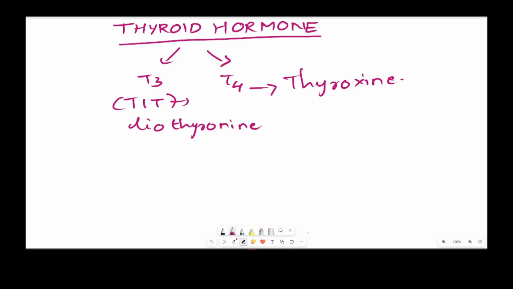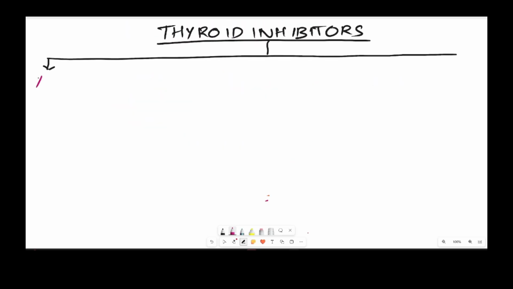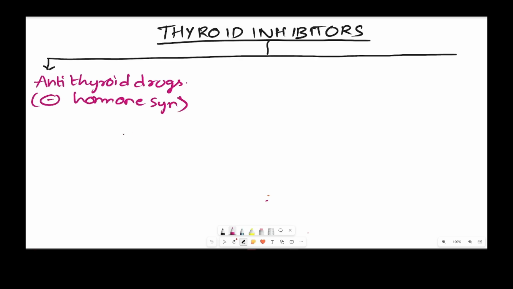Now let's get into thyroid inhibitors. In the thyroid inhibitors, the first class is called anti-thyroid drugs. These are also called the ones which inhibit the hormone synthesis. Now how do you remember the drugs which are under this?